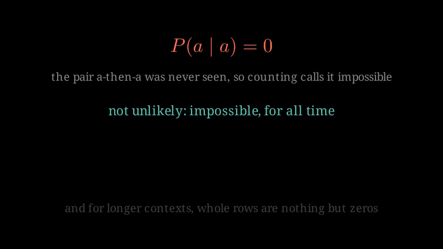Remember the sparsity we mentioned. Widen the context, and the number of possible contexts explodes. Most of them never appear in your data at all, so their whole row of counts is nothing but zeros, and you cannot even form the ratio. It would be 0 divided by 0. The perfectly reasonable sentence you are trying to predict grinds to a halt on a context nobody happened to write down. Unseen does not mean impossible. But counting alone cannot tell the difference.